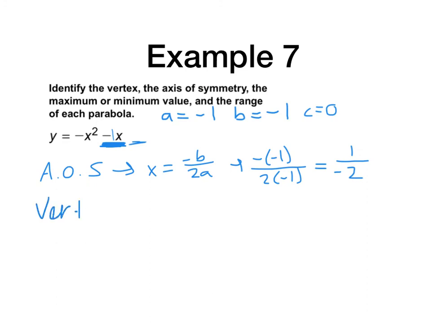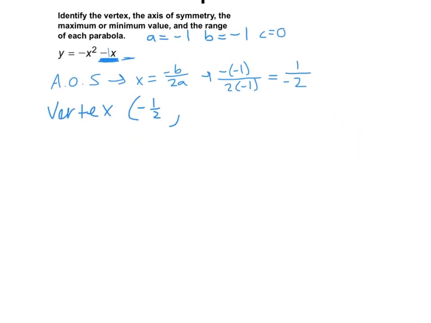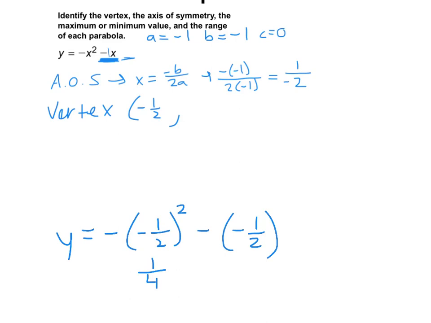So we have our vertex now. What's our first point in our vertex? Negative 1/2. And how do we find our second point? We got to plug it in. So we have y is equal to negative times negative 1/2 squared minus negative 1/2. So what is negative 1/2 squared? 1/4. And then we have a negative out in front of it, so we need that negative there too. And then what is minus a negative become? A positive. So we have negative 1/4 plus 1/2.